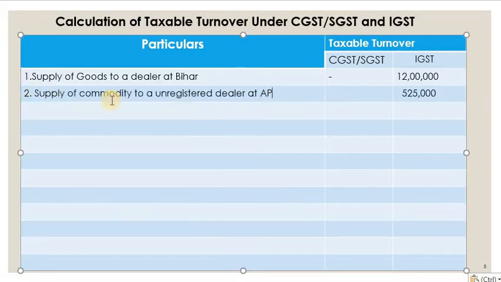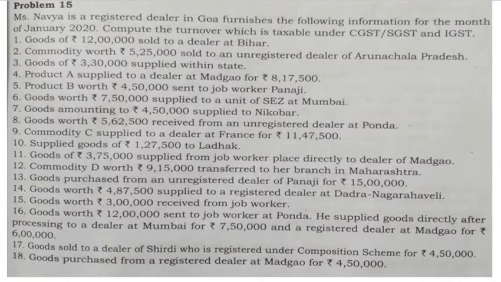I have written here: supply of commodity to an unregistered dealer at Arunachal Pradesh. CGST here is nil, and under the IGST column 5,25,000. Let's go to the next one, the third one.